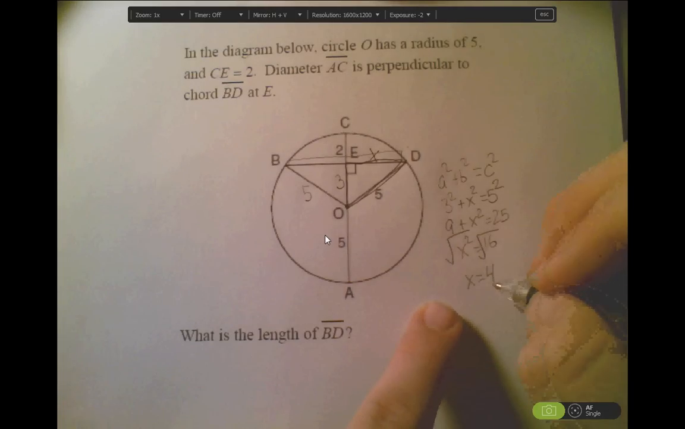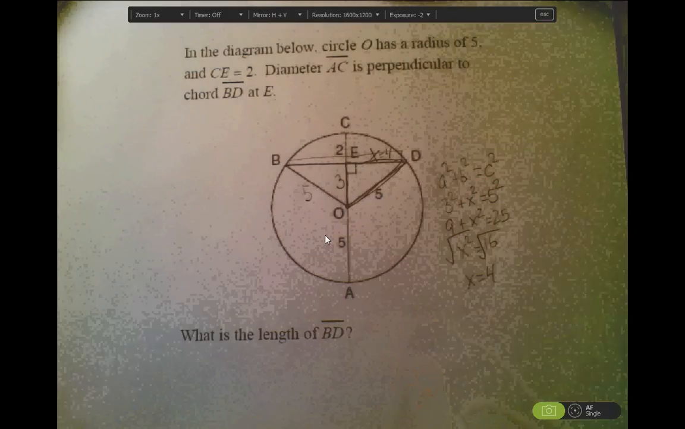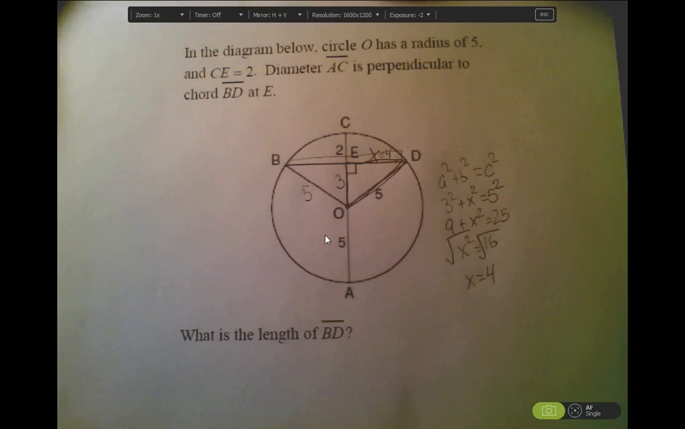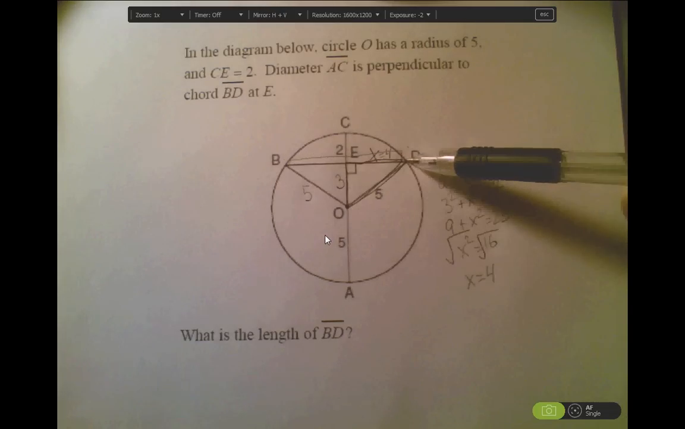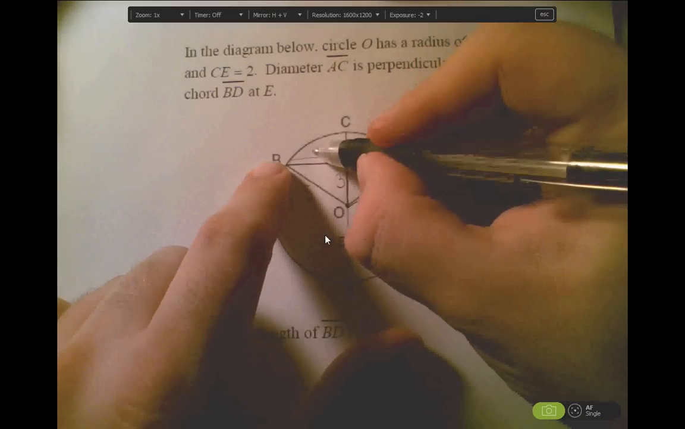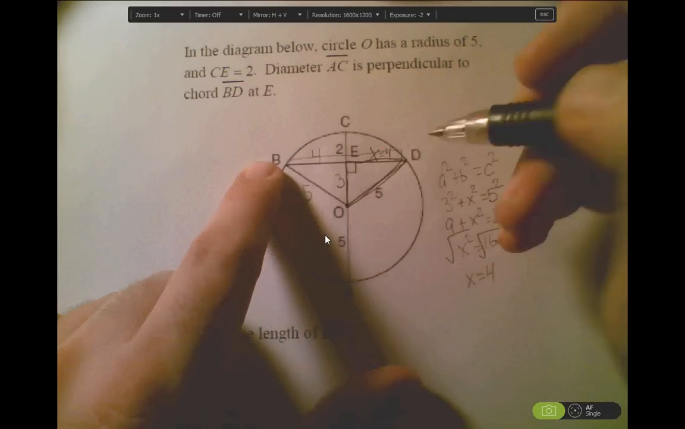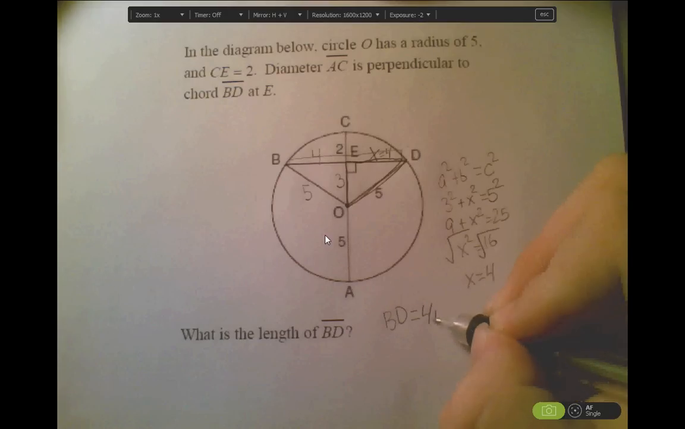Now that we know that information, I can put that this is 4 here. And now we can go back to our theorem that the fact that the diameter, CA, is bisecting BD. And if this part's 4, then I know this part is going to be 4. And now if I'm looking for BD, I can say that BD is equal to 4 plus 4, or 8.